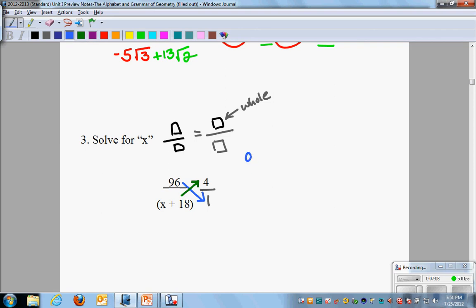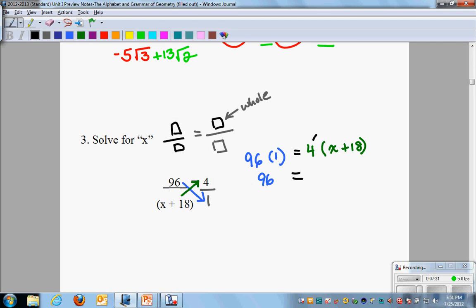So we have 96 times 1 equals 4 parentheses x plus 18. Please do not do the distributive property in your head. Always write this out. So 96 times 1 is simply 96.